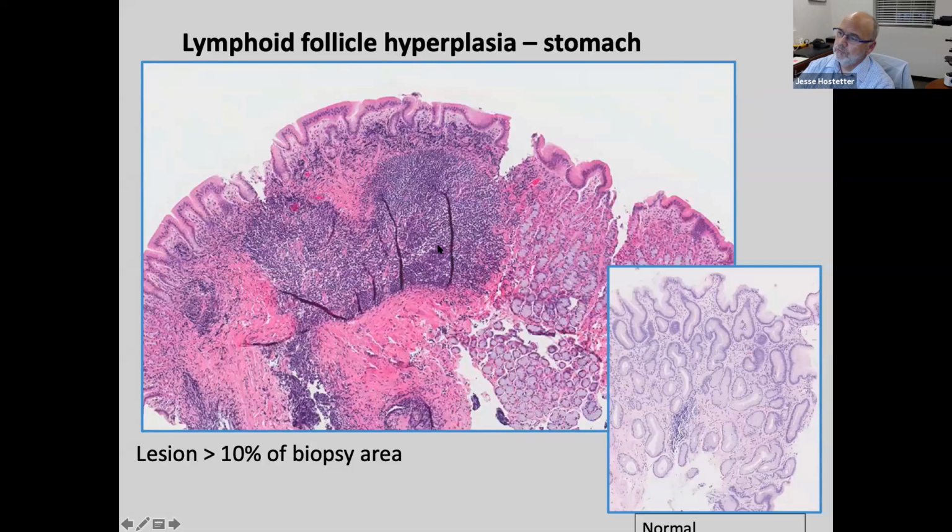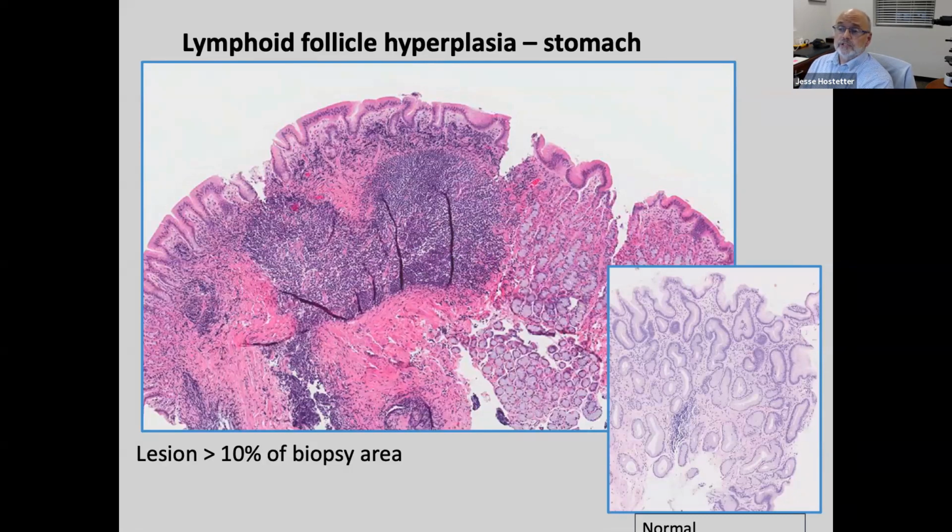And as a rule of thumb, what you're looking for is if it's greater than 10% of the area of the section, then that's pretty good evidence that it's hyperplastic. And there are some diseases that are associated with lymphoid follicles. Some people call it a lymphofollicular gastritis. I've seen this in some cases where I've suspected Helicobacter before. Other etiologies can do that as well.